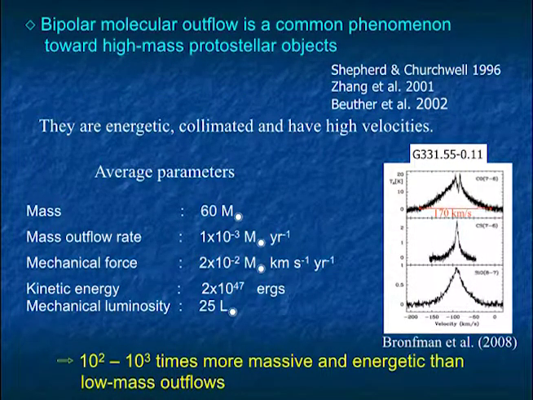Also, bipolar molecular outflow is common to a high mass protostellar object. This has been shown by these people. They are energetic, they are collimated and have high velocities. I wanted to mention this source because I will show you at the end of my talk again, where they have the CO profile with a line with full width at zero power of 170 kilometers per second, which is also seen amazingly in the SiO 8 to 7 transition. So the average parameters of the flow are 60 solar masses, typically mass outflow rate about 10⁻³ solar masses per year, and you can read the other physical parameters, mechanical force and mechanical luminosity. And again, the important thing here is about 100 to 1,000 times more massive and energetic than low mass outflows.